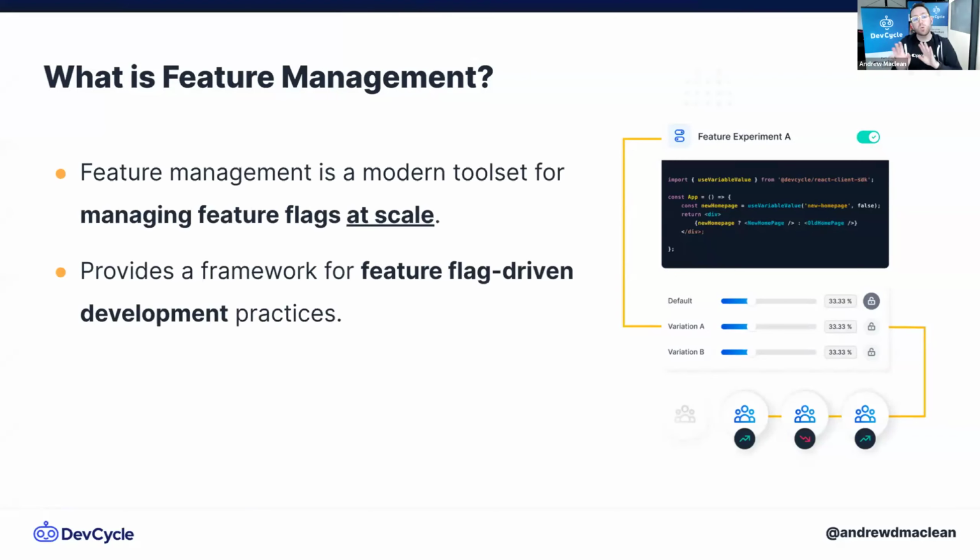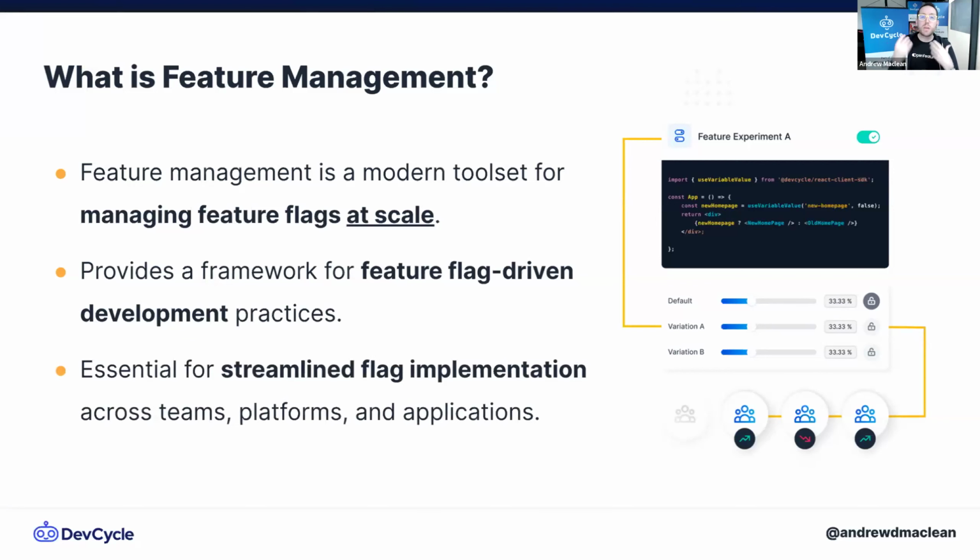So feature management tools that are out there provide a really great framework for feature flag driven development practices. And this is looking at things like A/B testing and trunk-based development. These tools are specifically built around these practices, so they provide a great framework for you. And they're really necessary for streamlined flag implementation. So if you're looking to do things like have teams be able to manage flags, if you want to be able to monitor flags and how they work over a long period of time, if you want to have a lot of these super features that you require if you're managing flags at scale, that's what feature management is really there for.